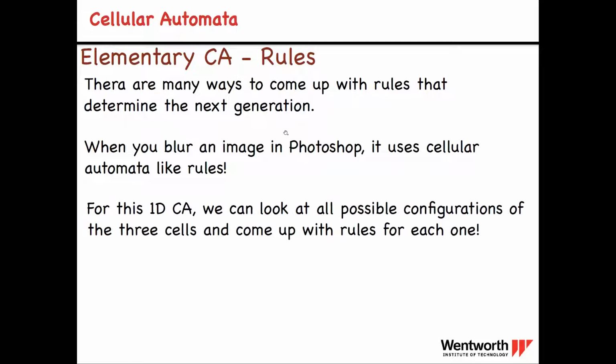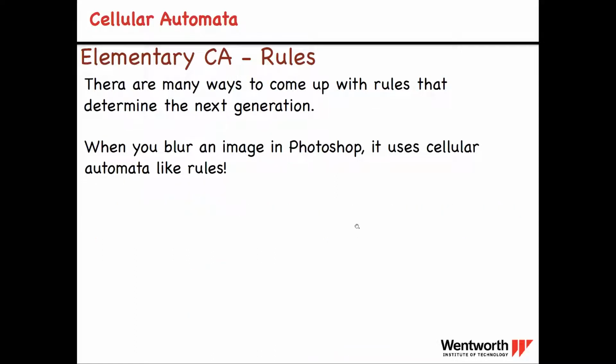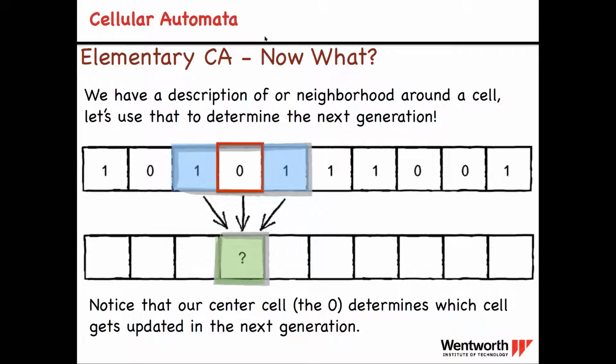Now, in that case, our pixel values were like 0 to 255. For a 1D CA, we only have a 3-cell neighborhood. We only have 2 possible values. So we can actually compute every possible configuration that those 3 cells can be in. So we have 3 cells, 2 states. How many configurations do we have? How many rules do we need? In other words, how many different possibilities are there of 1s and 0s in these 3 cells?